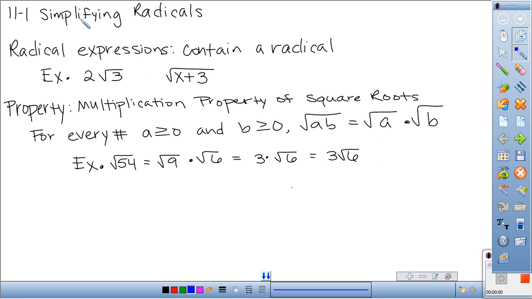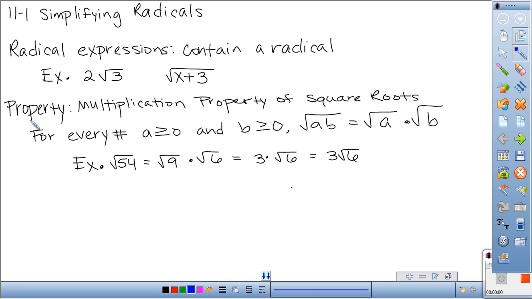This is lesson 11.1, Simplifying Radicals. Our first vocabulary term is radical expressions. Radical expressions simply contain a radical. So, for example, 2 square roots of 3 is a radical expression, and the square root of the sum of x plus 3 is a radical expression.